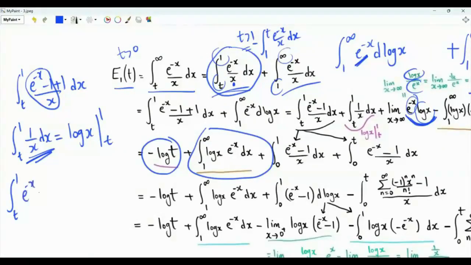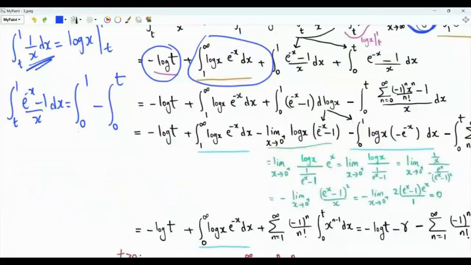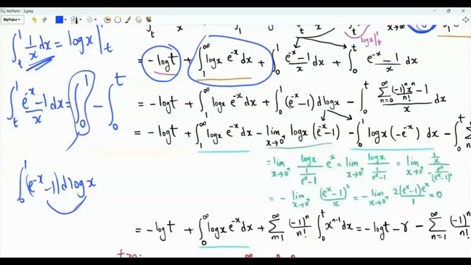The integral from t to 1 of (e to the minus x minus 1) over x dx. We will write this integral as an integral from 0 to 1 minus an integral from 0 to t. This one is done by parts. When x is equal to 1, the product of (e to the minus x minus 1) times log x is 0. When x tends to 0 from the positive side, the logarithm tends to minus infinity, and this bracket tends to 0.